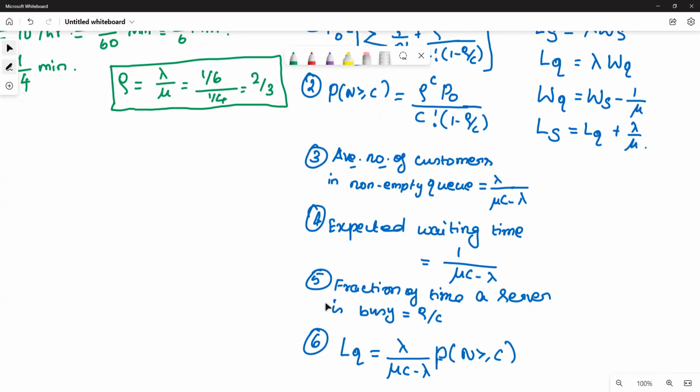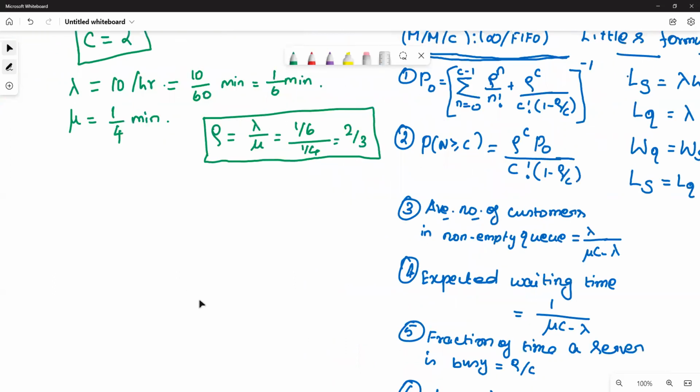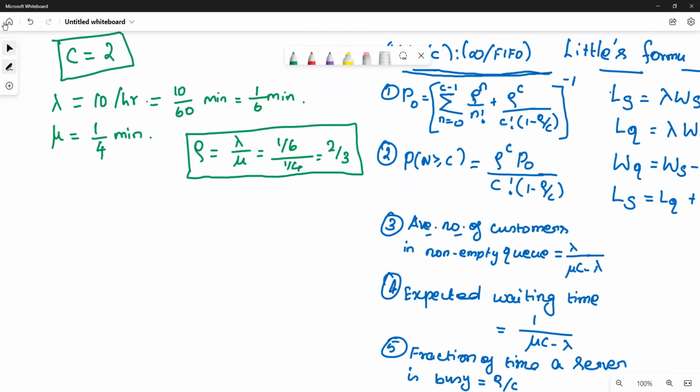Next one we should remember is the fraction of time a server is busy. I have already discussed this. Whenever we calculate the ratio rho, that is lambda by mu, it denotes the fraction of time that the server is busy. Here there are multiple servers, so the fraction of time a server is busy is denoted as rho by C. In this case, it is rho by 2. So coming back to the question, we'll calculate the subdivisions one by one.